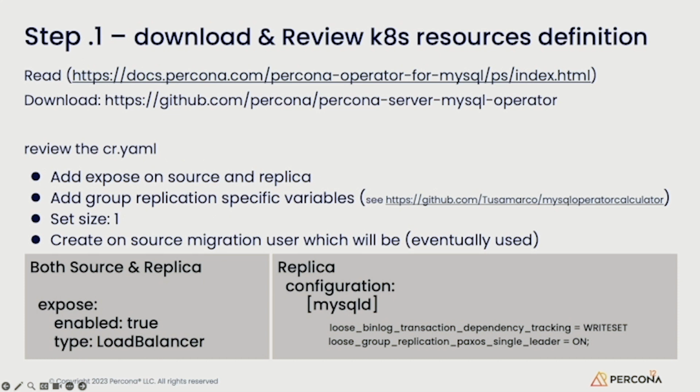First of all, to install the operator, just read the information and download all the code from GitHub. Once you download the code, there is a file called cr.yaml that contains the information. In this file, what you need to do is expose the pods from the source, so from PXC, and from the replica, so from Group Replication. So what we are doing here is referring to an existing instance of PXC on Kubernetes. That instance already exists.